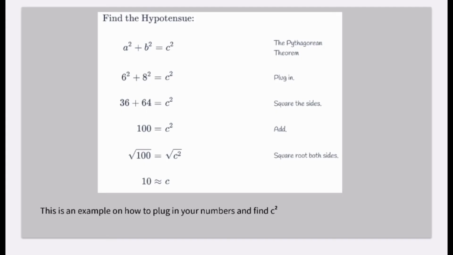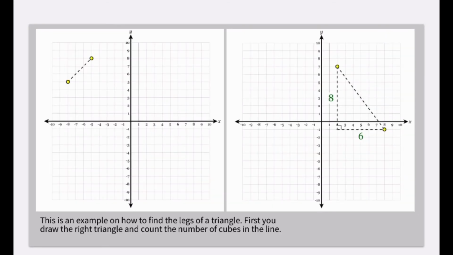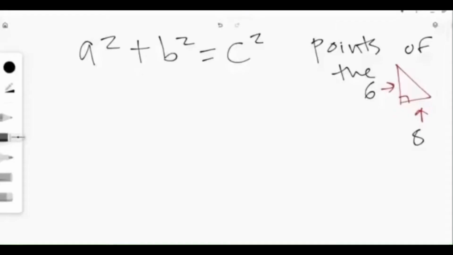This is an example on how to plug in your numbers and find c squared. This is an example on how to find the legs of a triangle and how to draw a right triangle. This is how you find the distance between 2 points. First, you find the points of the triangle's legs, which are 6 and 8. Plug them into the formula.